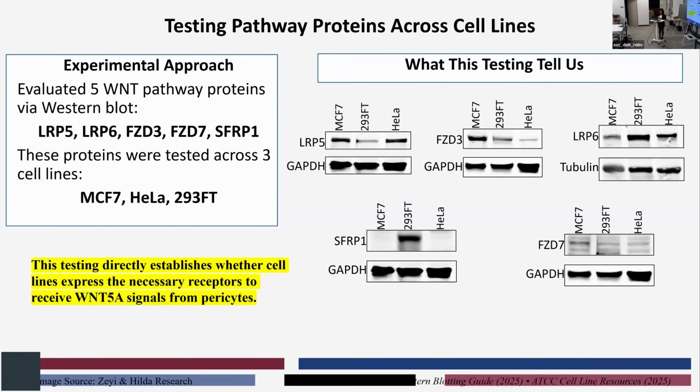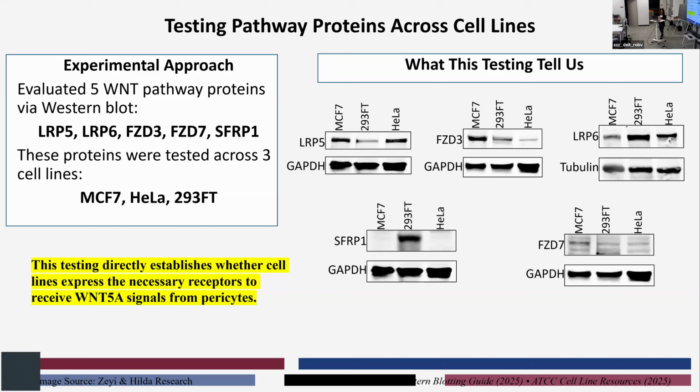Our goal was to determine whether different cell lines express proteins involved in the Wnt signaling pathway. To do this, we used a technique called Western blotting, which allows us to detect whether specific proteins are present in cells. We evaluated 5 pathway proteins: the LRP5, LRP6, the Frizzled3, Frizzled7, and SFRP1. And these proteins were examined across the 3 different cell lines: MCF7, the HeLa cells, and the 293FT cells.